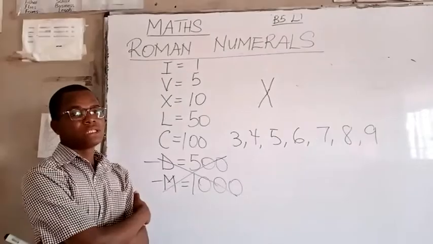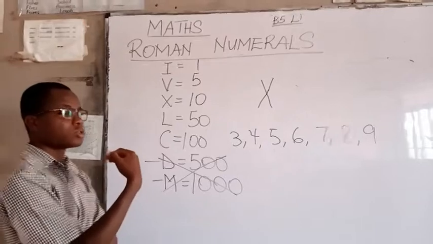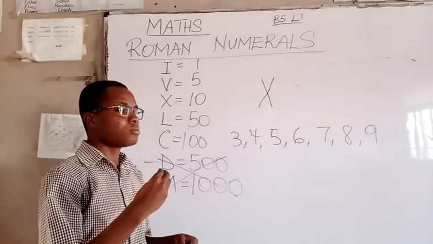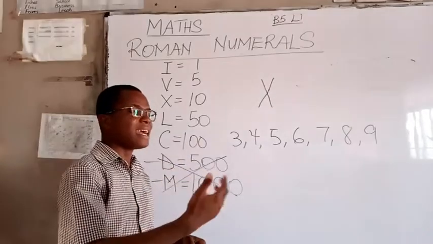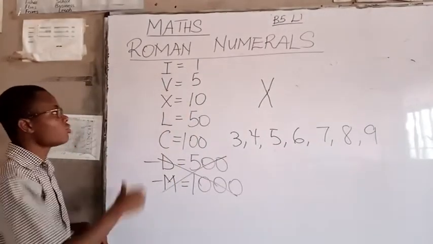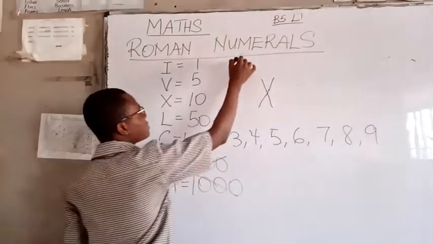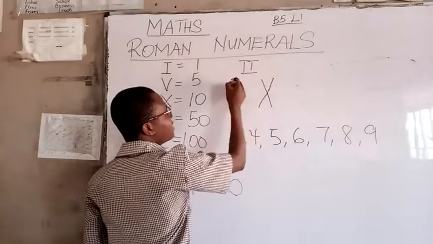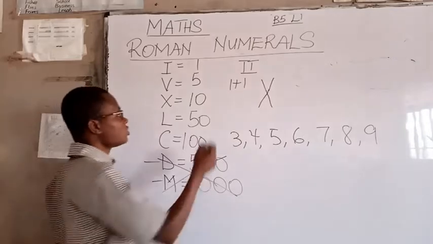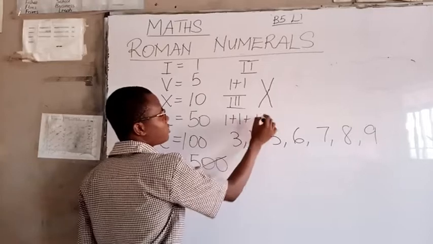One rule I would like to state with respect to the Roman numerals is that if you want to identify any number, we repeat the symbol. So 1 is I. If you want to write 2, we put it this way, II, which is 1 plus 1, giving you 2. So 3 is going to be III, which is 1 plus 1 plus 1, giving you 3.